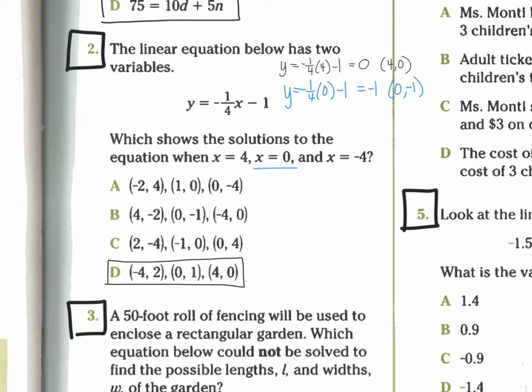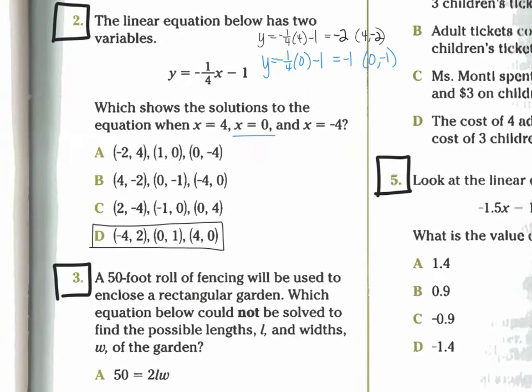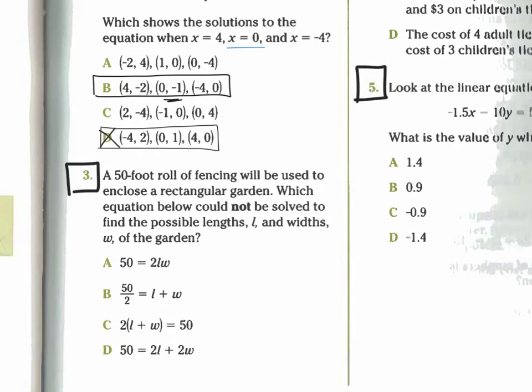So something went wrong. Oh, I messed up at the top. Hopefully you got it right. This should have been negative 2. So D is not the answer. 4, negative 2 was letter B. And that also has 0, negative 1. So it's very important to make sure you double check and don't just go with your first answer.